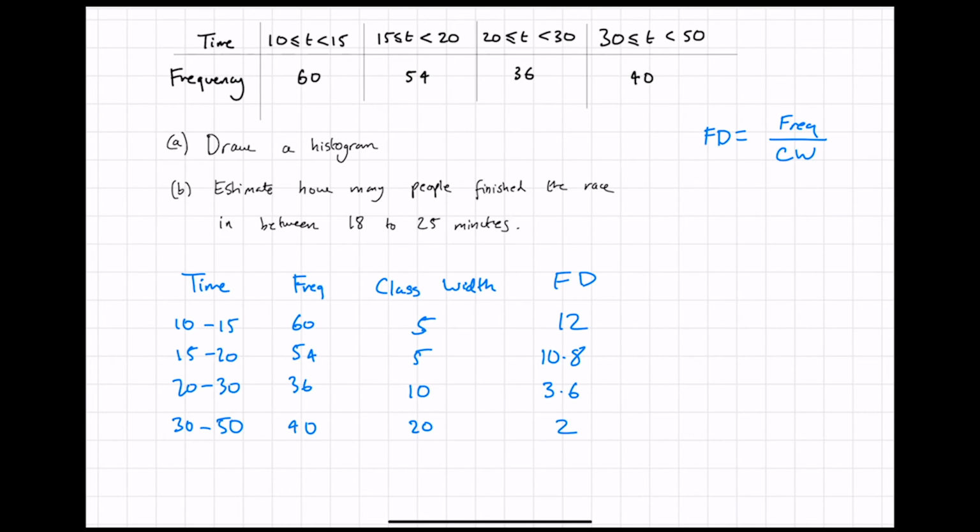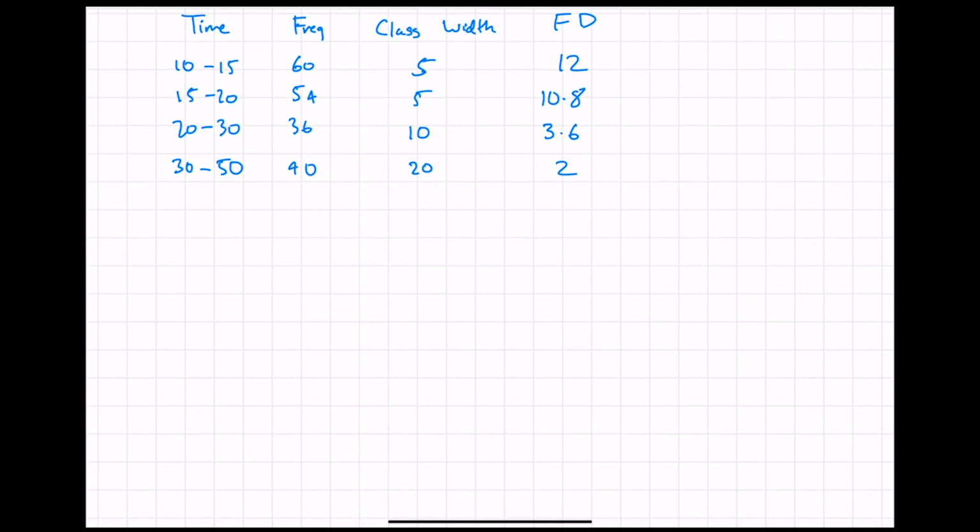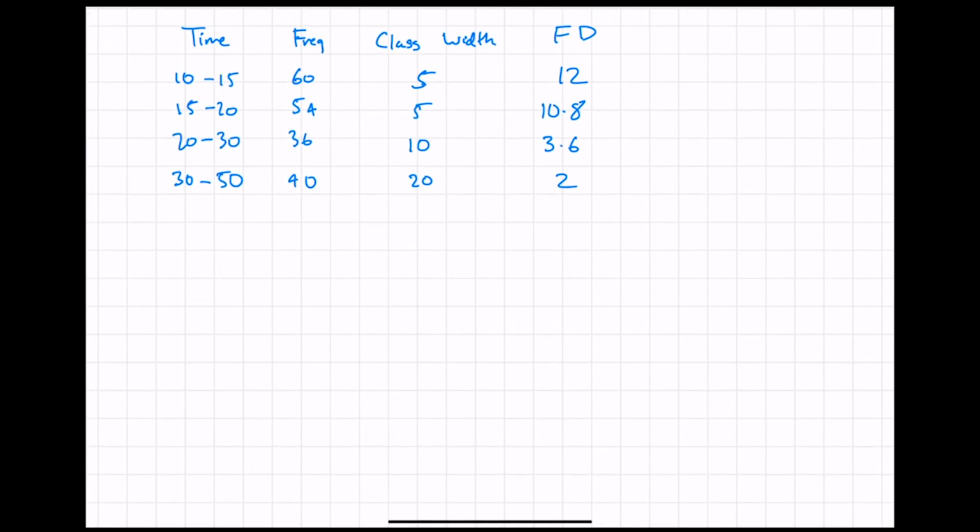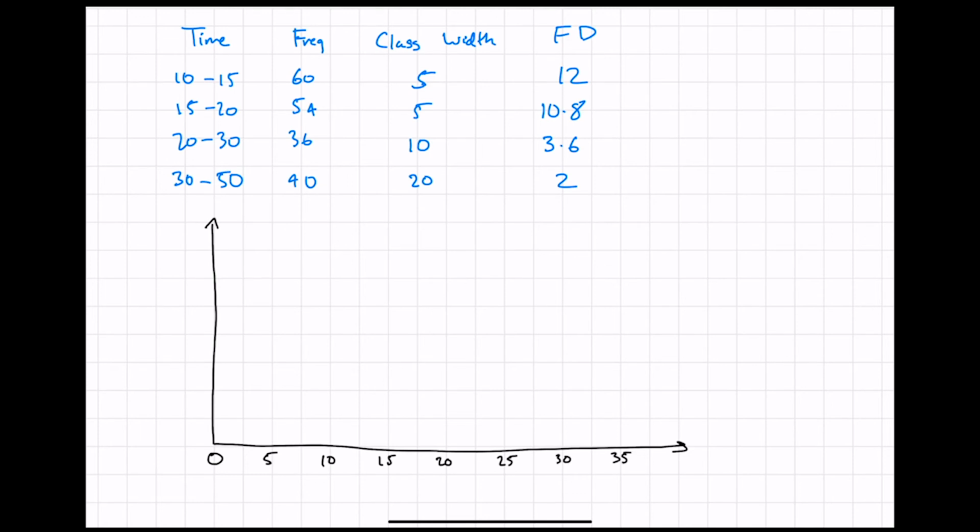Now you've got that, all you essentially need to do is plot it onto a graph. So if you go down here, we'll do a graph again, roughly to scale. Let's draw a line over here. In terms of our time, we went all the way to 50. So let's just keep going all the way along: 0, 5, 10, 15, 20, 25, 30, 35, 40, 45, 50.